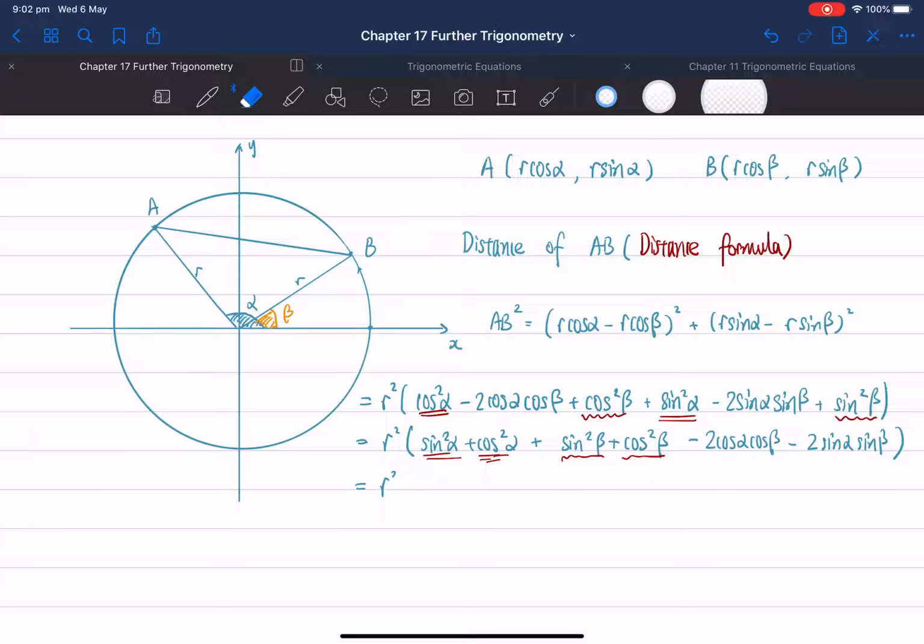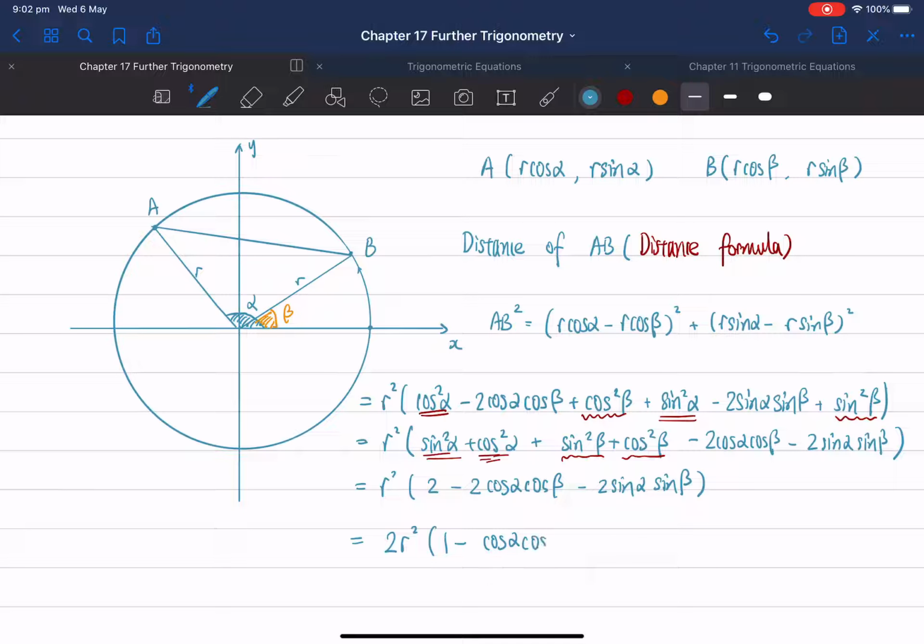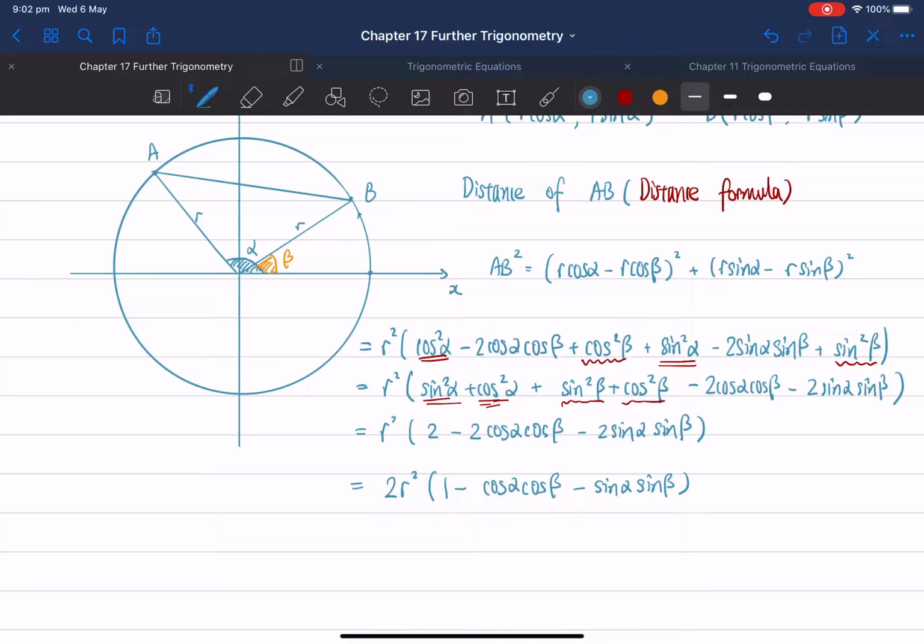That is equal to 1. I hope everyone got that. Sine squared alpha plus cosine squared alpha is equal to 1. Sine squared beta plus cosine squared beta is equal to 1. So therefore, you've got 2 minus 2 cos alpha cos beta minus 2 sine alpha sine beta. Now we factorize the 2 outside, we'll get 2r squared (1 minus cos alpha cos beta minus sine alpha sine beta). So finally, we get to this step.